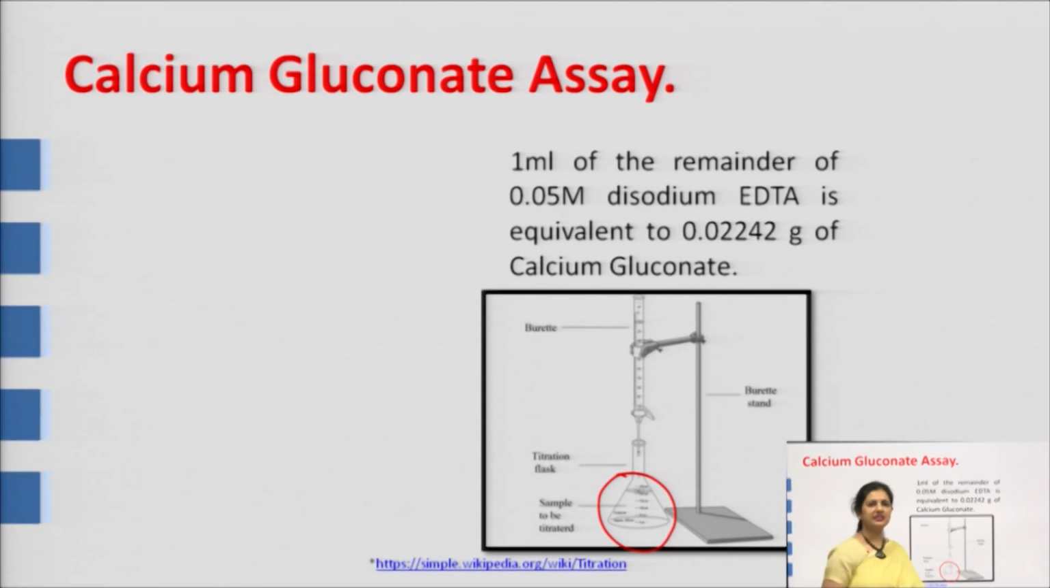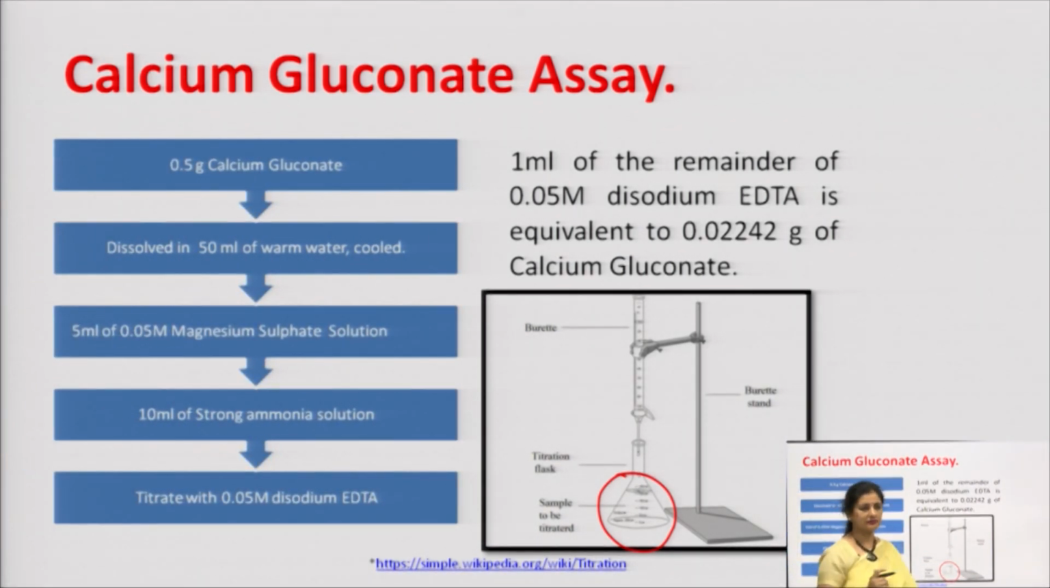And how do we do the test? We take 0.5 gram of calcium gluconate, then we dissolve it in 50 ml of warm water and then we cool it. Third step, we add 5 ml of 0.05 molar magnesium sulfate solution and then we add 10 ml of strong ammonia solution. We studied earlier that ammonia solution is used as a buffer here. Then we titrate it with 0.05 molar disodium EDTA, which is the titrant, taken here in the burette.